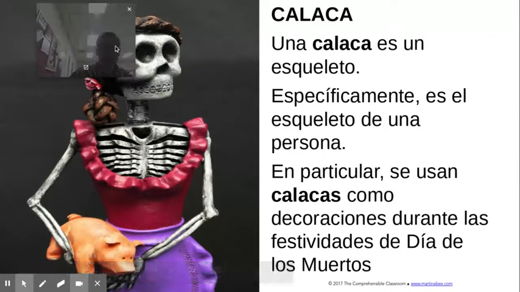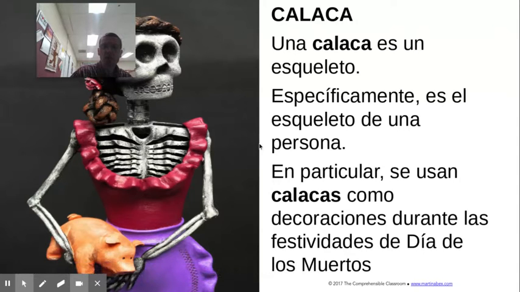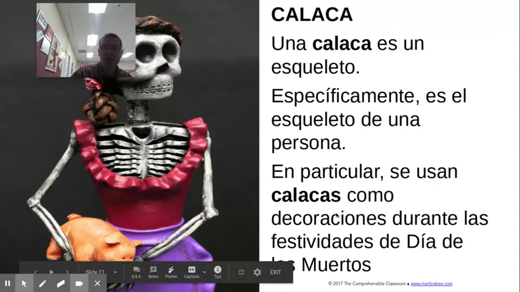La calaca. Una calaca es un esqueleto. So este es una calaca. Específicamente es el esqueleto de una persona. En particular, se usan calacas como decoraciones. So again, change the C to a T. Durante las festividades de Día de los Muertos.